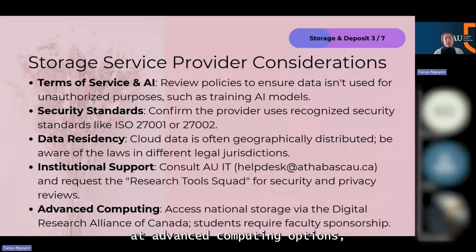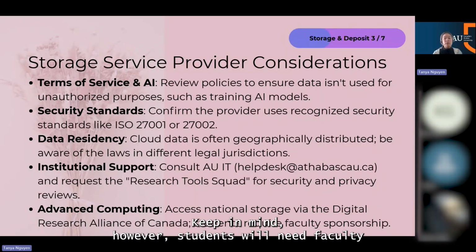Lastly, if you're looking at advanced computing options, you can consider the National Storage through the Digital Research Alliance of Canada. Keep in mind, however, students will need faculty sponsorship for this.